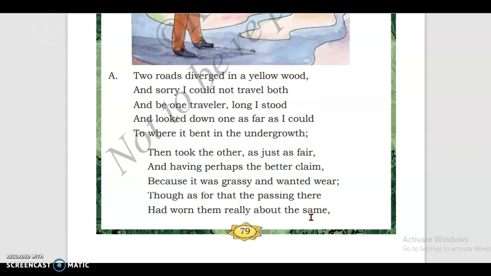Perhaps means maybe. Claim means a demanded one, so it is a better one. So a road is there because it was grassy and wanted wear. So the road is grassy and it is not damaged by use. Though as for that the passing there had worn them really about the same. So the other one is damaged by use. What's the meaning? One road is not at all used and the other road is often used by others.